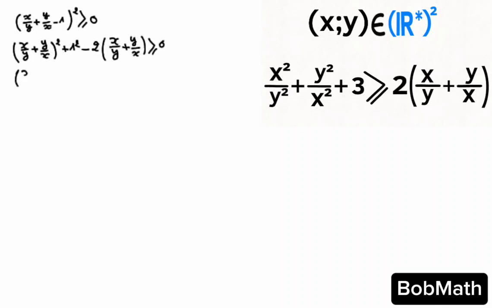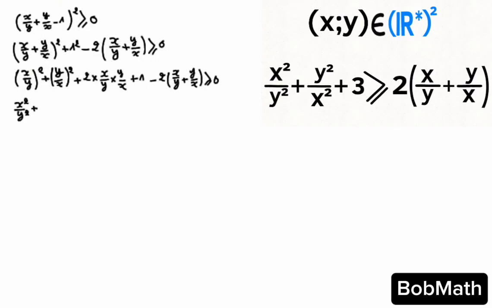Therefore, (x divided by y) all squared plus (y divided by x) all squared plus 2 times (x divided by y) times (y divided by x) plus 1 minus 2 times (x divided by y plus y divided by x) is greater than or equal to 0. And therefore, x squared divided by y squared plus y squared divided by x squared.